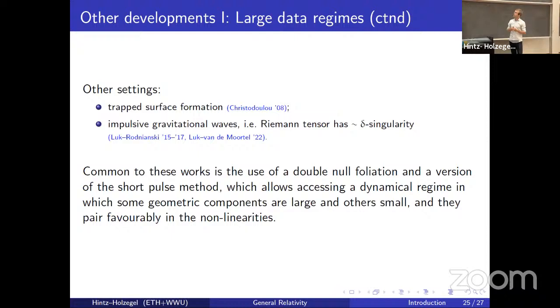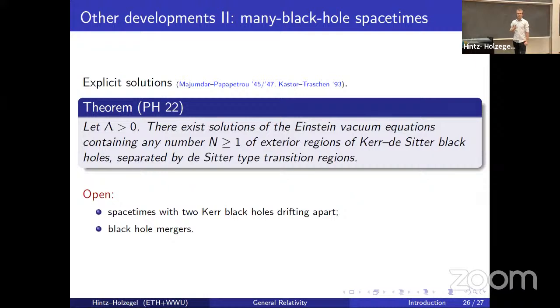Other large data regimes include trapped surface formation, and foundational work by Christodoulou on the focusing of gravitational waves via the so-called short pulse method, or the Luk-Rodnianski theory of impulsive gravitational waves, where the Riemann curvature tensor has a singularity that scales like a delta distribution. Just very briefly, some other settings of key interest that have not been studied much are spacetimes containing several black holes. That's of course of astrophysical interest. For instance, it would be extremely nice to construct spacetimes containing several black holes, or black hole mergers. But that's, again, one of those large data regimes where one has to find an appropriate ansatz, very simply put.